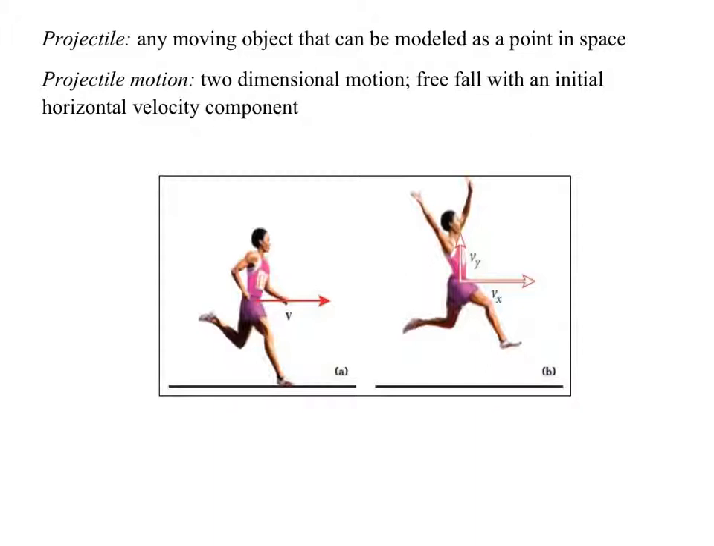Even when it departs the table, it's still only horizontal. Even when it's about to leave the table right here, it's still only horizontal. Then it starts to descend and picks up vertical velocity. So in this chapter, we have to differentiate between vertical velocity and horizontal velocity.